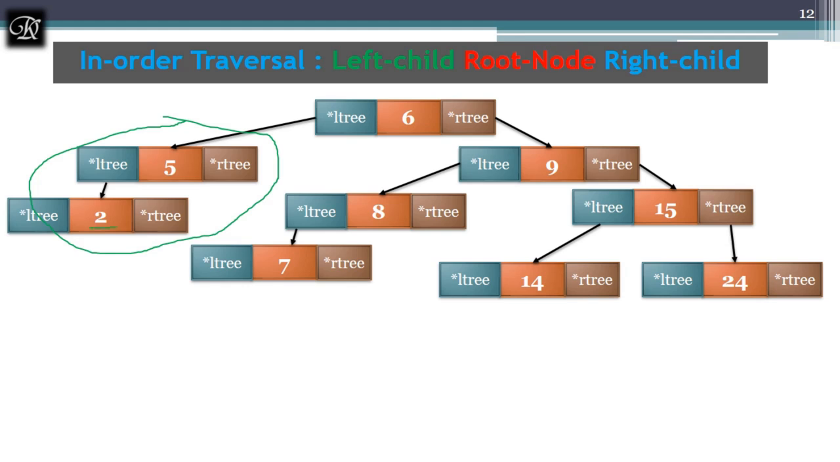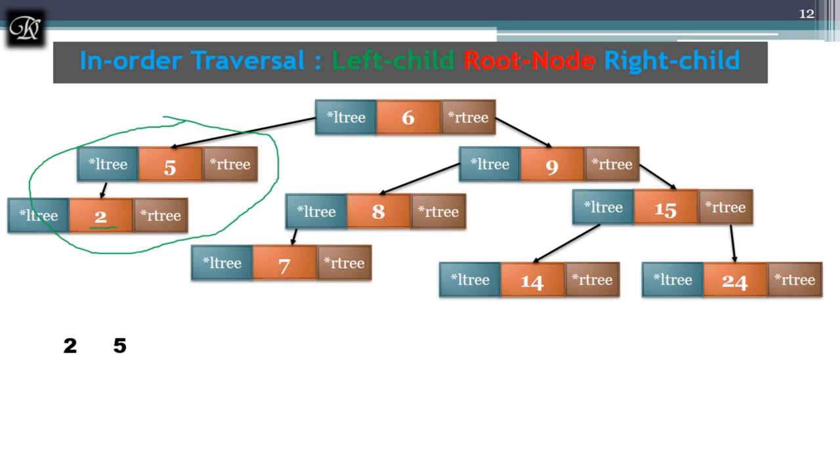Then write the value of that. So that is what it is, 2. And next, is there any right? No, there is no right node for it. Then its root will be printed. Is there any right node for the 5? No, there is no right node for it. Then it's not going to display any right node, but it's going to display now the root of it.